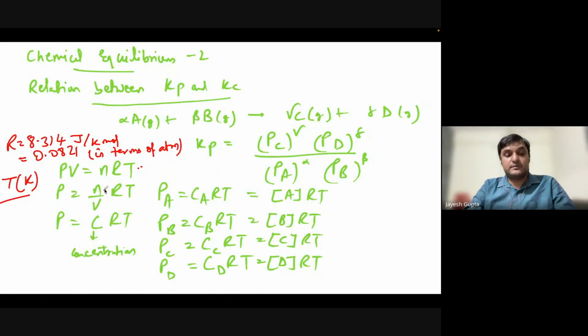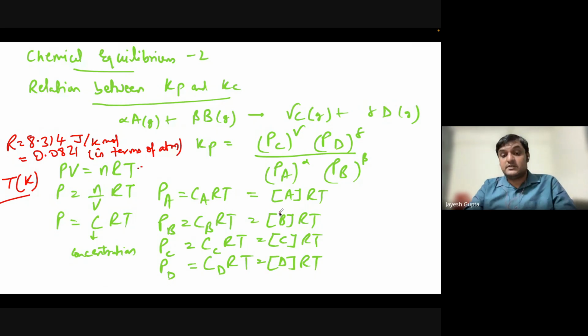When you put volume below number of moles, you get P equal to CRT, because concentration is what? Number of moles per unit volume, or molarity you can say. So now I got a relation between partial pressure and concentration. So PA can be written as [A]RT, where [A] is the square bracket concentration of A. PB can be written as [B]RT, [B] being the concentration of B. PC I can write as [C]RT, and partial pressure of D I can write as [D]RT.